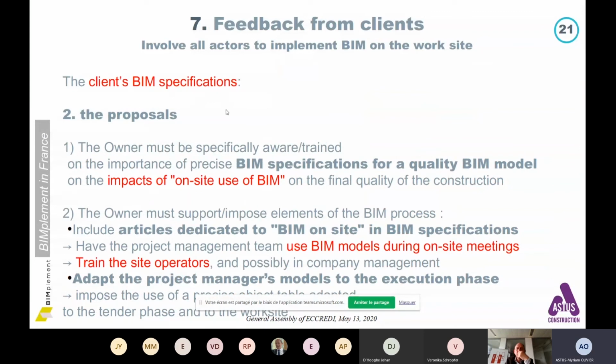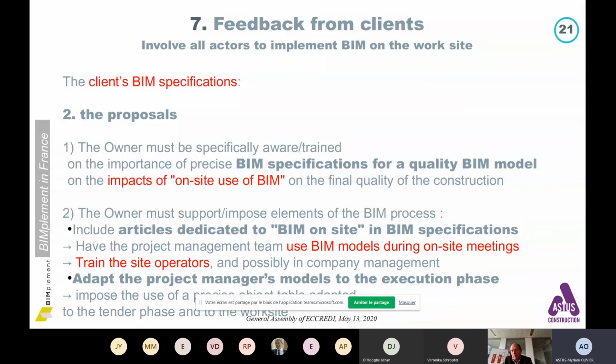The first proposal is really information and awareness for owners and promoters, explaining how necessary a detailed and precise BIM specification is, and how useful it is to ask for the use of BIM on the construction site. And the second point is to ask them and help them to include articles in their BIM specification for on-site training and use of the BIM model for building companies.